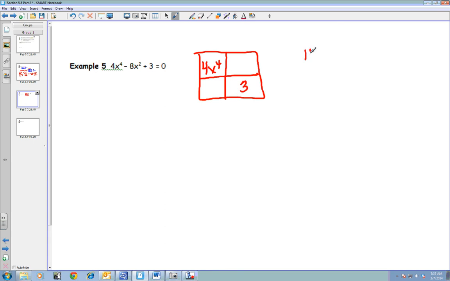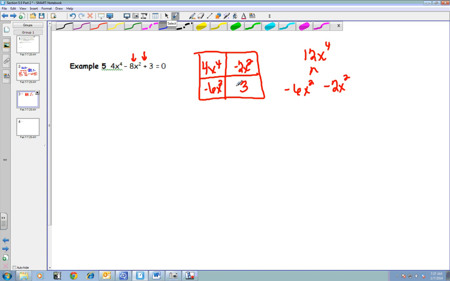Multiply those together and I get 12x to the 4th. So I need factors of 12 that when I add them, I get negative 8x squared. So do you see that that's going to be 6x squared and 2x squared? And it's actually going to be negative, so I can have that negative. So I have negative 6x squared, negative 2x squared.